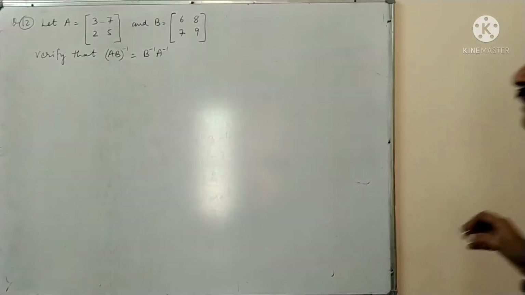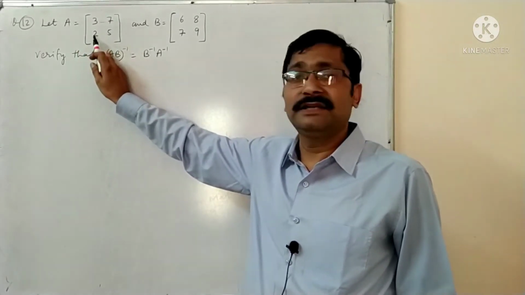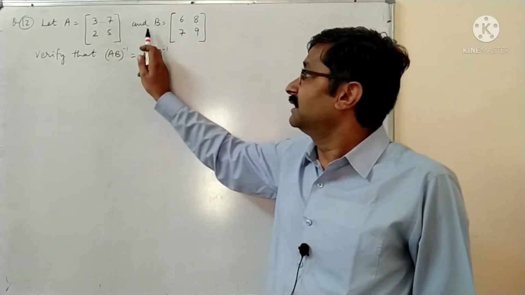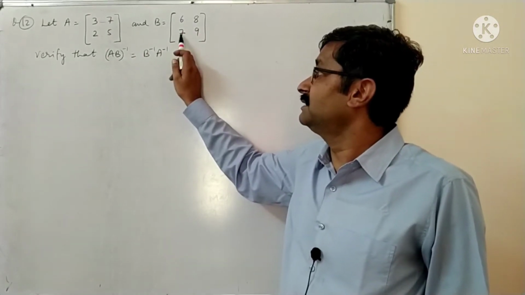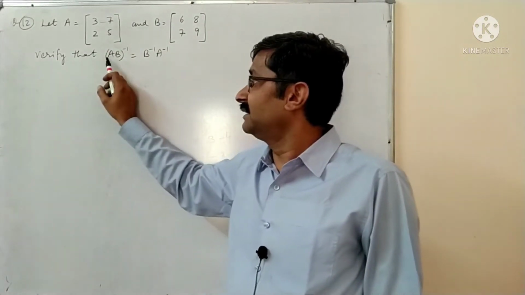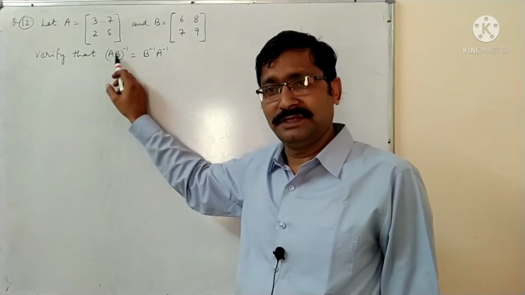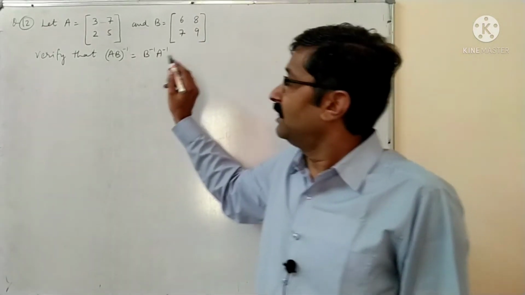Do you all understand? Look at this question. Here A is given to you. The first row is 3, 7. The second row is 2, 5. And the second matrix B is given. The first row is 6, 8 and the second row is 7 and 9. A and B are given, and we have to verify that (AB) inverse equals B inverse A inverse. Okay, so how can we do it?